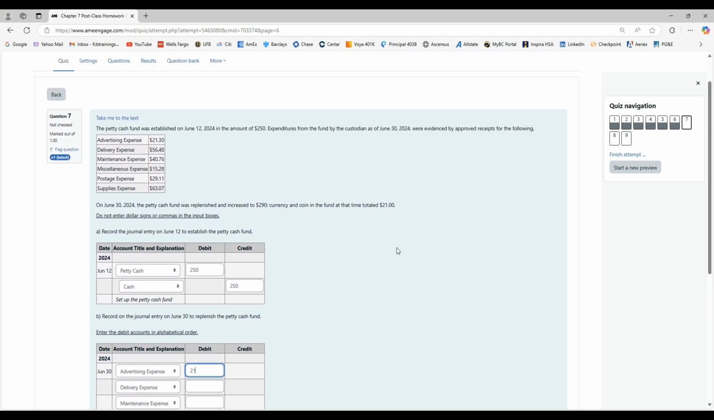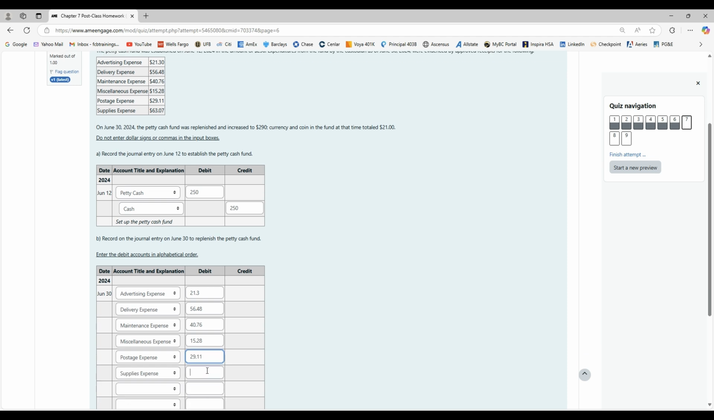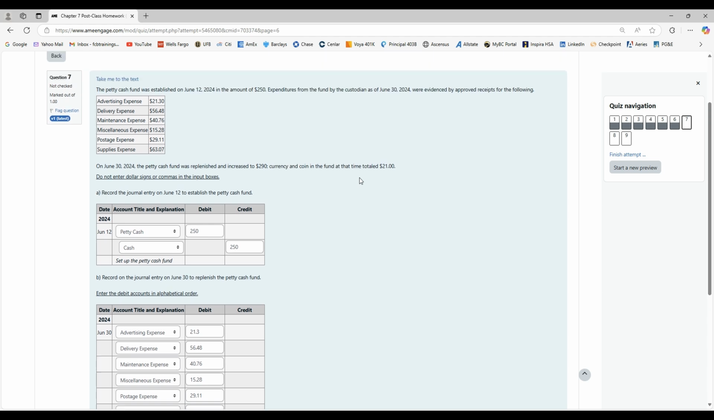So 21.3. Delivery expense of 56.48. 40.76. And that totals, add all those numbers up. So the sum of all the transactions that we have tickets for in the box comes out to $226. Our amount is $250.